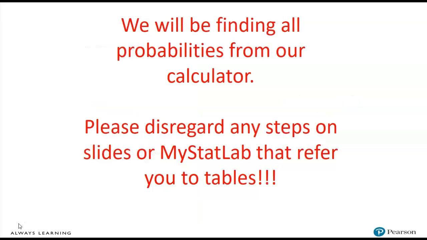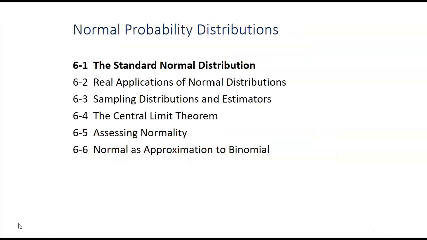One thing I want to say before we get started is there is more than one way to find normal probability values. MyStatLab may refer you to tables, and we're not going to be using the tables. Tables are kind of old school, and we just don't use them that much anymore. Our calculators very easily find these probabilities for us, so don't let MyStatLab confuse you when they're trying to send you to a table. I just want you to use your calculator to get those values.